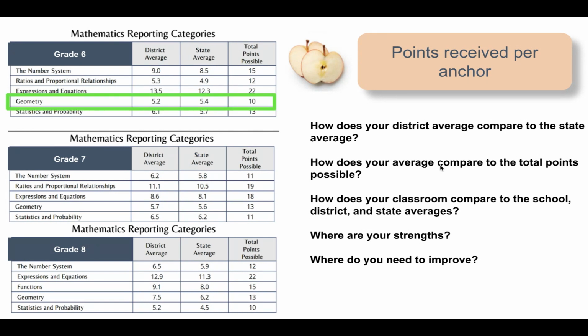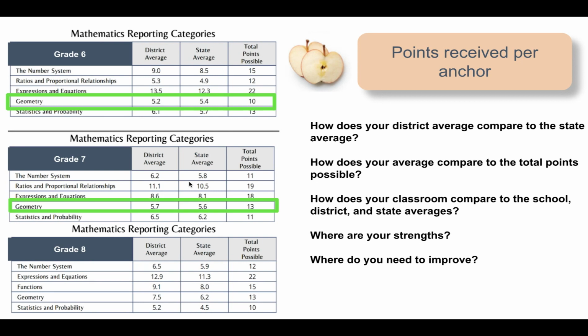How about if I look at geometry? And I notice in 6th grade that the district average is 5.2 and the state average is 5.4 out of a total possible points of 10. So that's one area where the district falls a little less than the state, but is also roughly around 50% of the total possible points. Whereas in almost all the other categories, except ratios and proportional relationships, we're hitting at that 50% or so.